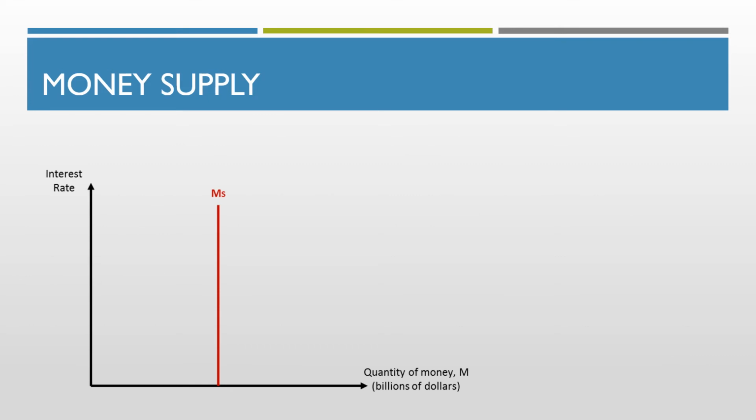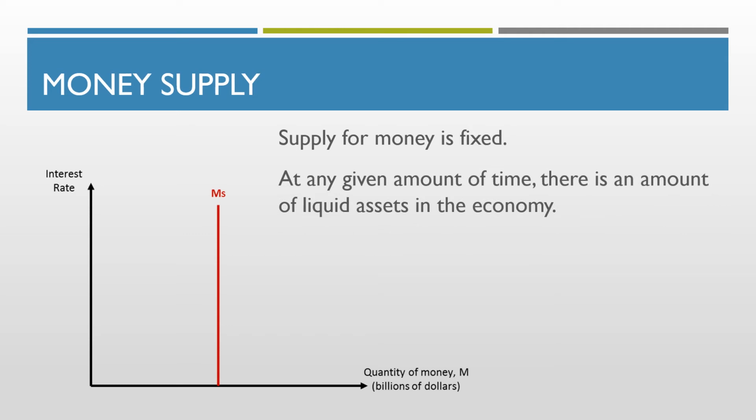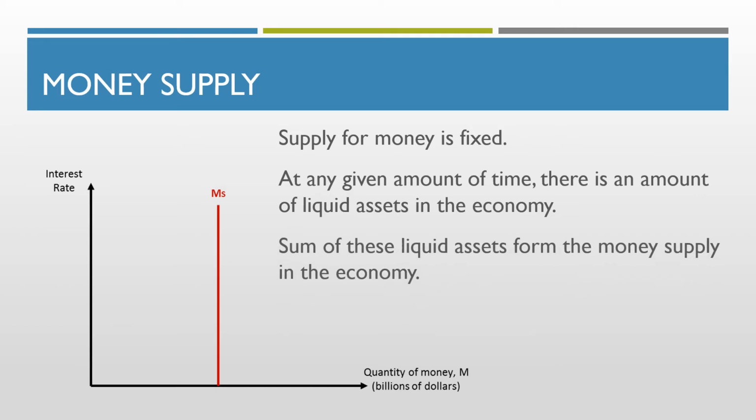Well, what about the money supply? Fortunately, the study of money supply is not difficult at all, at least in the United States. In the United States, the money supply is basically a vertical curve like this one. There's a fixed amount of money being supplied in the economy. The supply of money is fixed. At any given time, there is an amount of liquid assets being offered in the economy. The sum of these liquid assets forms the money supplied in the economy.